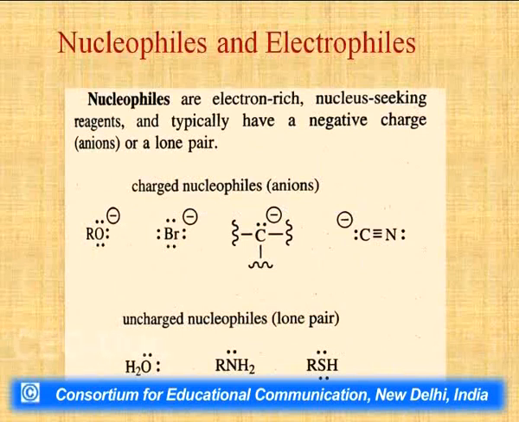What are nucleophiles and electrophiles? Nucleophiles are electron rich. When they are electron rich, they are nucleus seeking and typically have a negative charge, we can say anions, or a lone pair. The charged nucleophiles may be alkoxide ion, bromide ion, carbanion or cyanide ion. Uncharged nucleophiles, or we can say neutral nucleophiles, are those having a lone pair of electrons, like water molecule, primary amine or thiols.